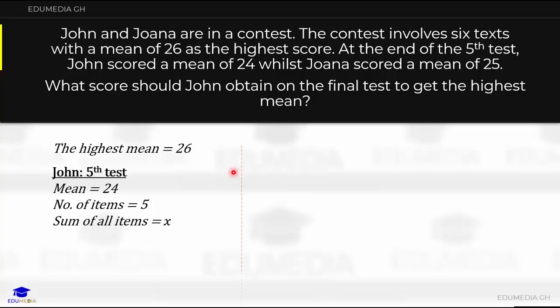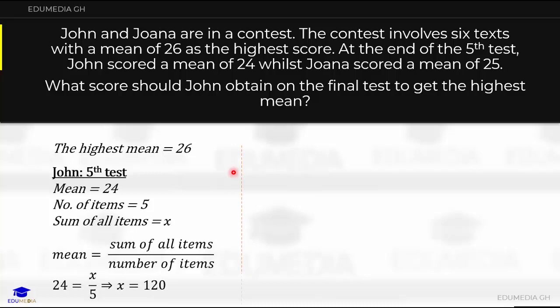Now to find that, we're going to use the average formula, that's the mean. The mean formula is the sum of all items divided by the number of items. So what we're going to do now is substitute everything that we have from John into this formula and look for what we don't have. So we have the mean, which is 24, equal to x, which is the sum of all items. That is what we don't know. And then divided by 5, that is the number of items. When we substitute that and do the cross multiplication, we have x to be 120.